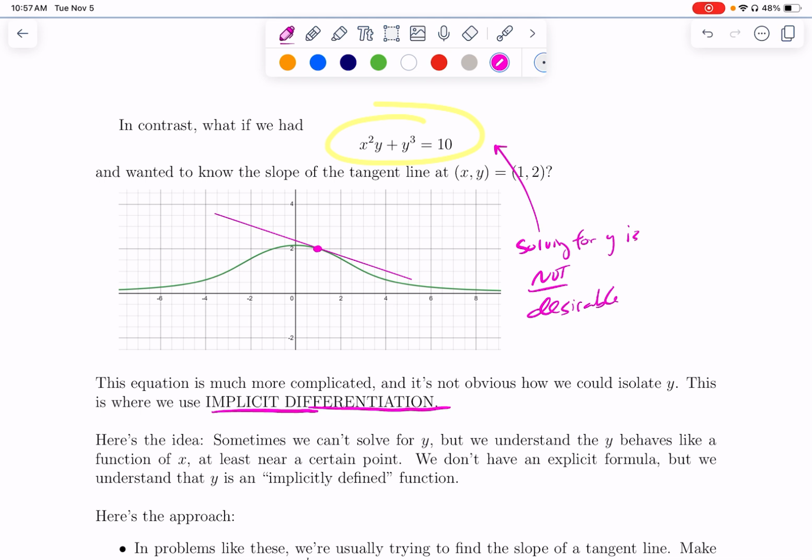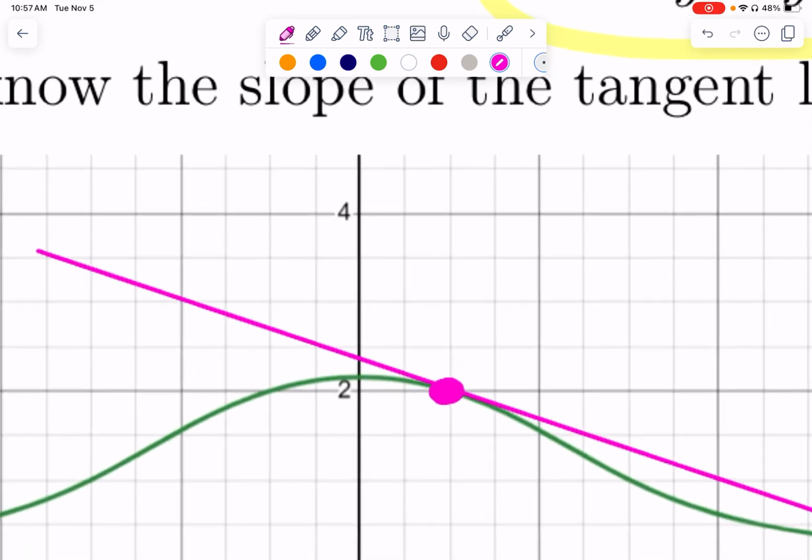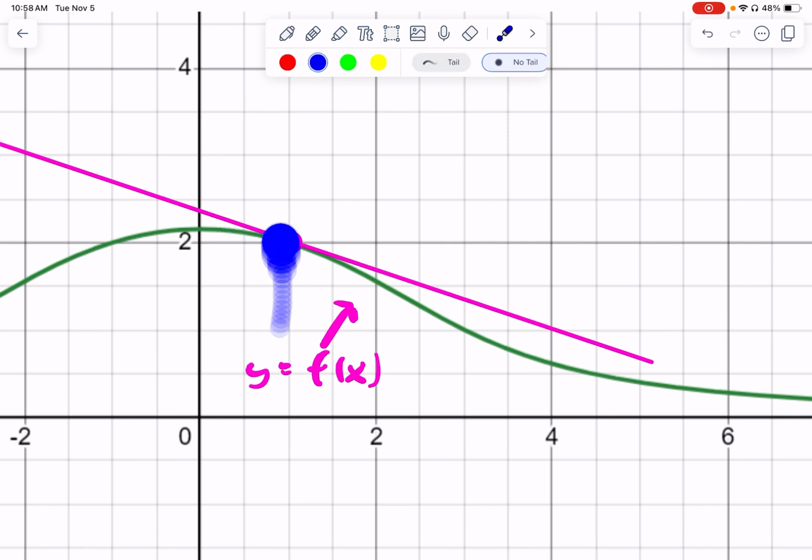So I'm going to walk you through the idea and then show you how it works in this example. So sometimes we can't or won't or don't want to solve for y. But we understand that y behaves like a function of x, at least near a certain point. If I were to zoom in here, this certainly looks like we're just looking at some kind of graph, like, oh yeah, I have y equals f of x, and that is a graph. That looks like the graph of a function. At least around this point, I see no violations of the vertical line test. It looks like the graph of a function. Just the problem is I don't know the formula for that function.